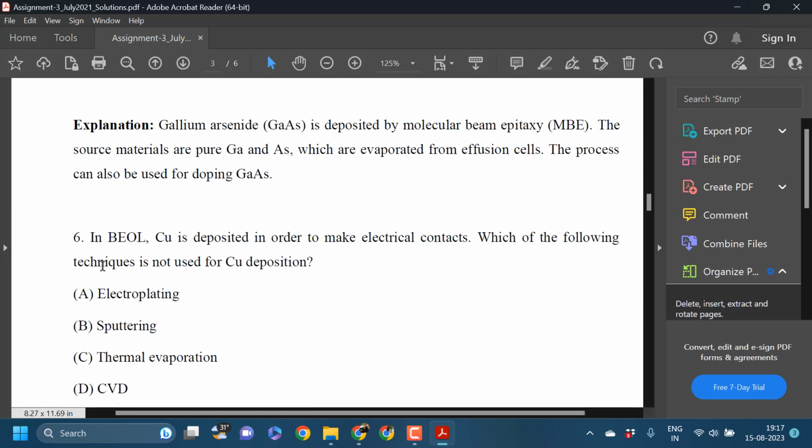Okay. In BEOL, that is back end of the line, copper is deposited in order to make electrical contacts. Which of the following techniques is not used for copper deposition? Electroplating, sputtering, thermal evaporation, and CVD. Any other answers? Okay, one person said sputtering, one person said thermal evaporation, others?